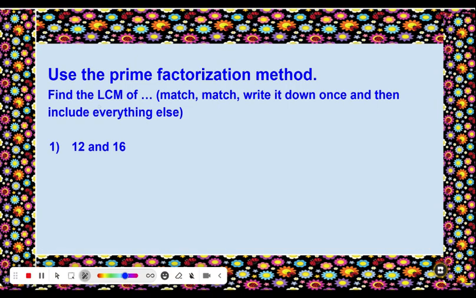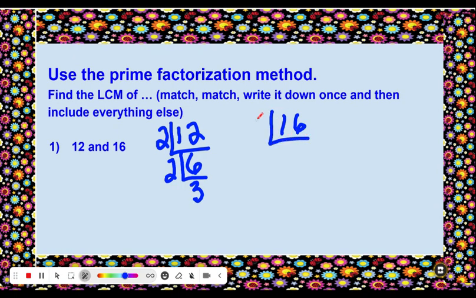Okay, so find the LCM of these two numbers. Match, write it down once, and then include everything else. So we need to find the prime factorization of 12. Half of 12 is 6. Remember, you can have other numbers as long as you have prime numbers on the outside to start with. So 2 times 2 times 3 is the prime factorization of 12. Break down 16. Half of 16 is 8. Half of 8 is 4.